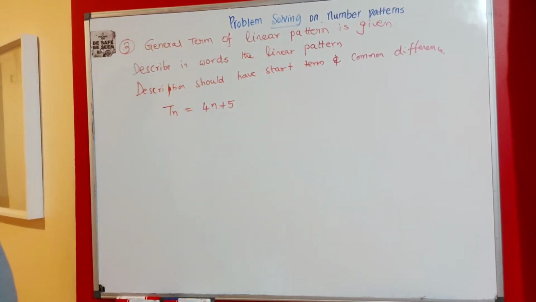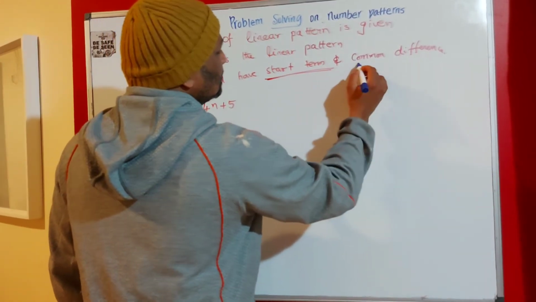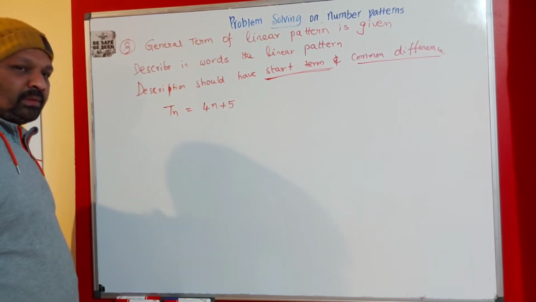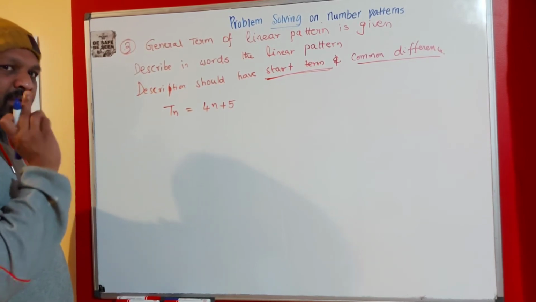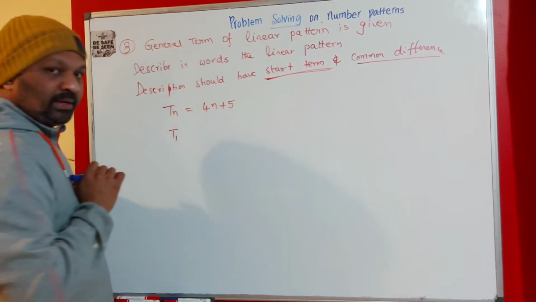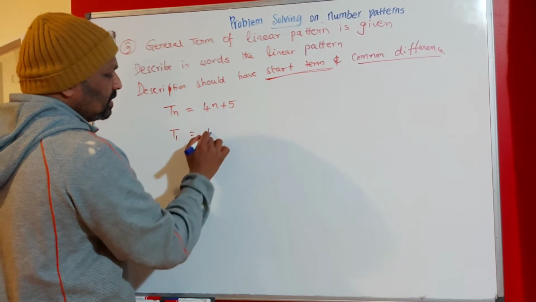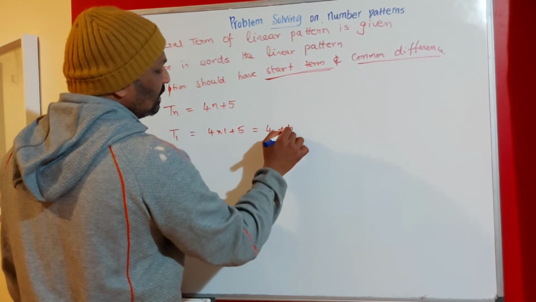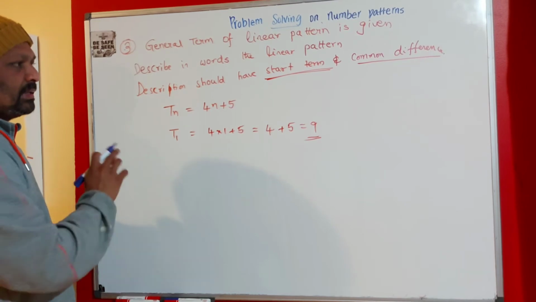How do you find the start term? This is an expression for a general term. To find the start term, you need to find T1, that is the first term. Keep n as 1. If you replace n with 1, 4 into 1 plus 5, that is 4 plus 5, which is equal to 9. That is the start term.